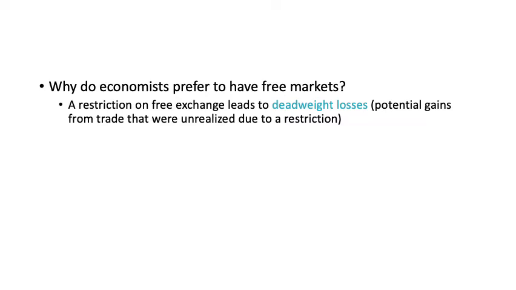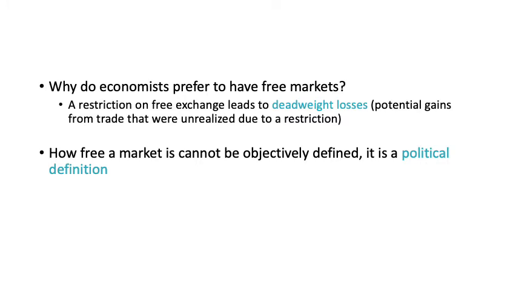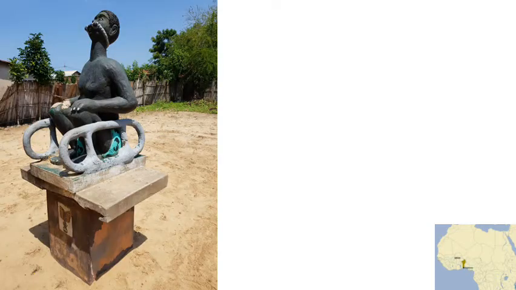The key thing, I think Chang really hits the nail on the head there, is to sort of make clear that how free a market is cannot be objectively defined, it is a political definition. So a year ago, I was fortunate enough to visit the African country of Benin. Benin was the subject of substantial slave trade. And so I had the privilege of going and visiting the area where they would traffic the slaves from.